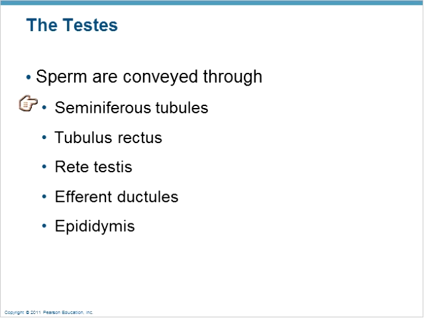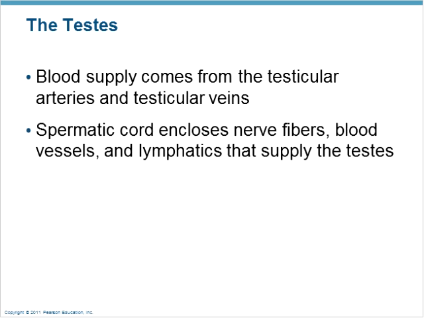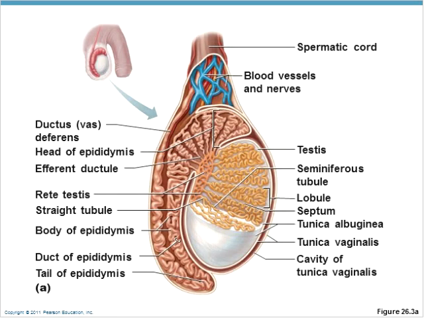The sperm are conveyed through seminiferous tubules, tubulus rectus, rete testis, the efferent ductules, and finally the epididymis, in that order. The blood supply comes from the testicular arteries and the testicular veins, and the spermatic cord encloses the nerve fibers, the blood vessels, and the lymphatics that supply the testes proper.